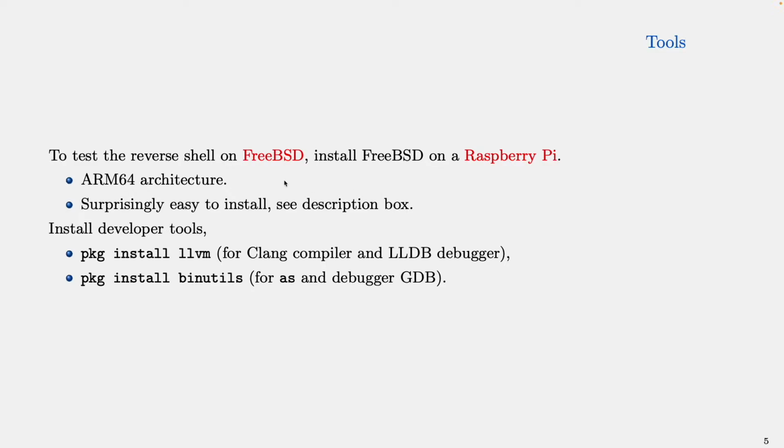Once FreeBSD is up and running, we must make sure to have the proper developer tools on the system. So for this, you have to install the packages LLVM and binutils. So binutils are the GNU developer tools, and these are the LLVM developer tools. And for this, you can use the pkg command with the install option and the package name. So we get the Clang compiler and LLDB debugger, and in binutils we get the assembler AS and the GDB debugger if you prefer that one.